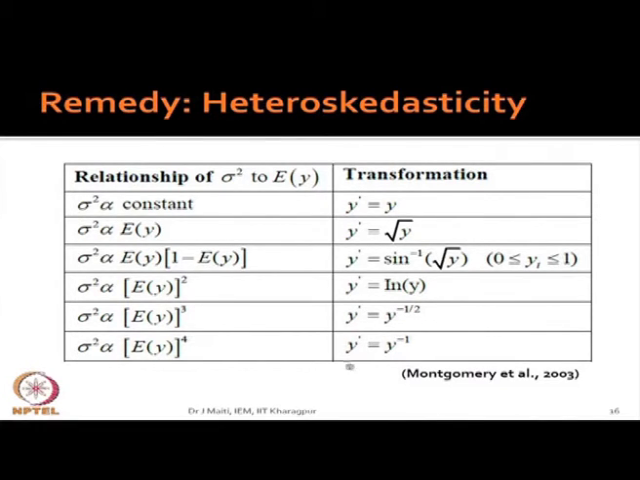So, these are the different types of transformations given in Montgomery 2003. Montgomery, Peck and Vining have a book, Introduction to Linear Regression Analysis, only for regression analysis. That is a very good book. Okay.